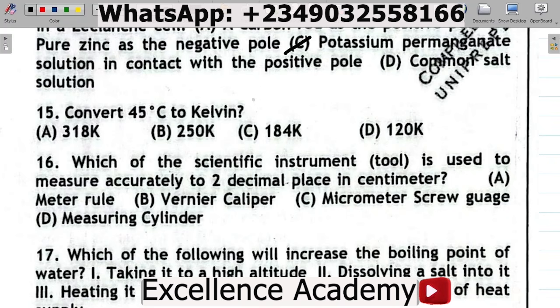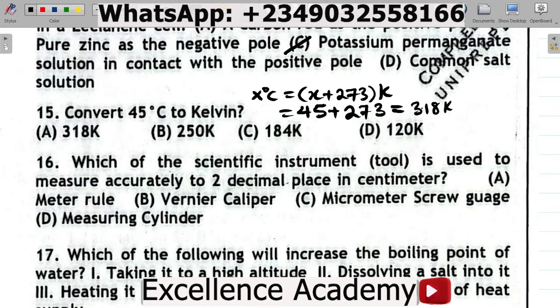All we have to do is, you know that your value x in degrees Celsius becomes x plus 273 in Kelvin. All right. So what that means is simply add 273 to the value and see what we get. So 45 plus 273, the value is 318 Kelvin. All right, so that's it. So basically, the correct answer here is A, 318 Kelvin. It's that simple. Next up, question 16.